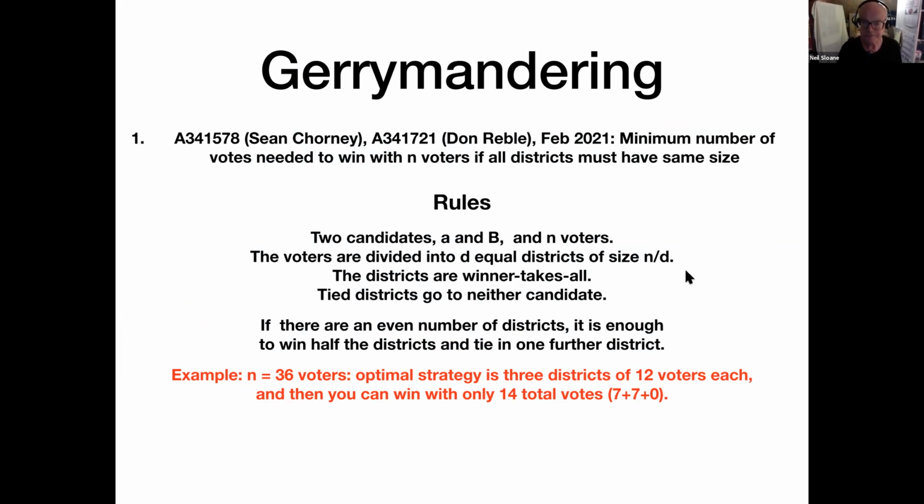And the answer depends on the divisors of n, but the minimal number ranges between, I think it's n over 4 and n over 2, depending on the factorization of n. So, and these 2 sequences.